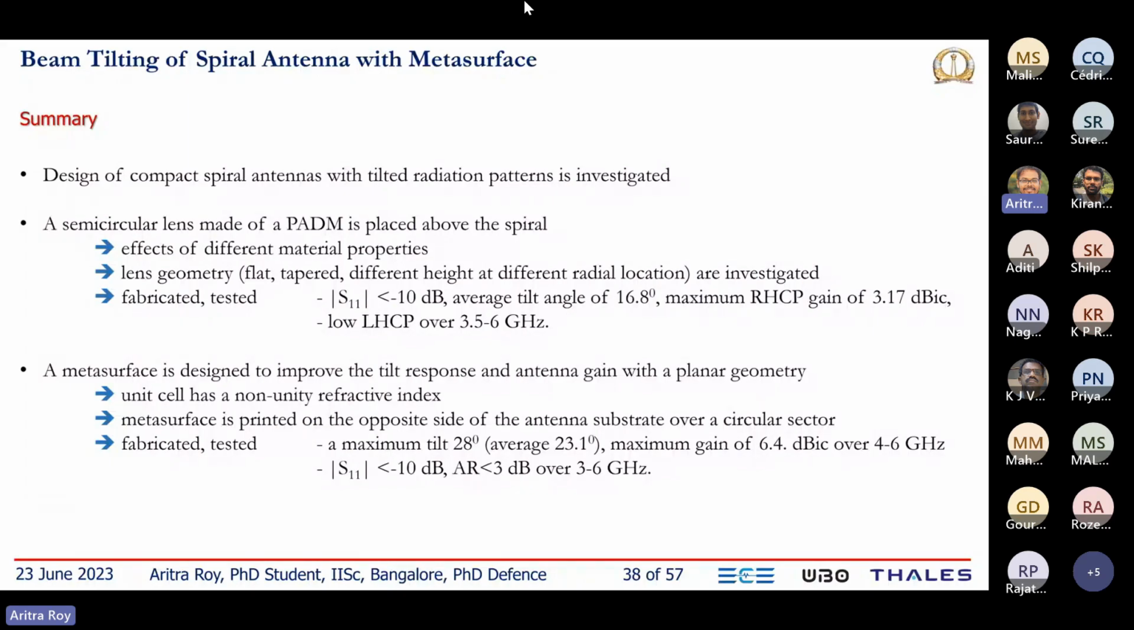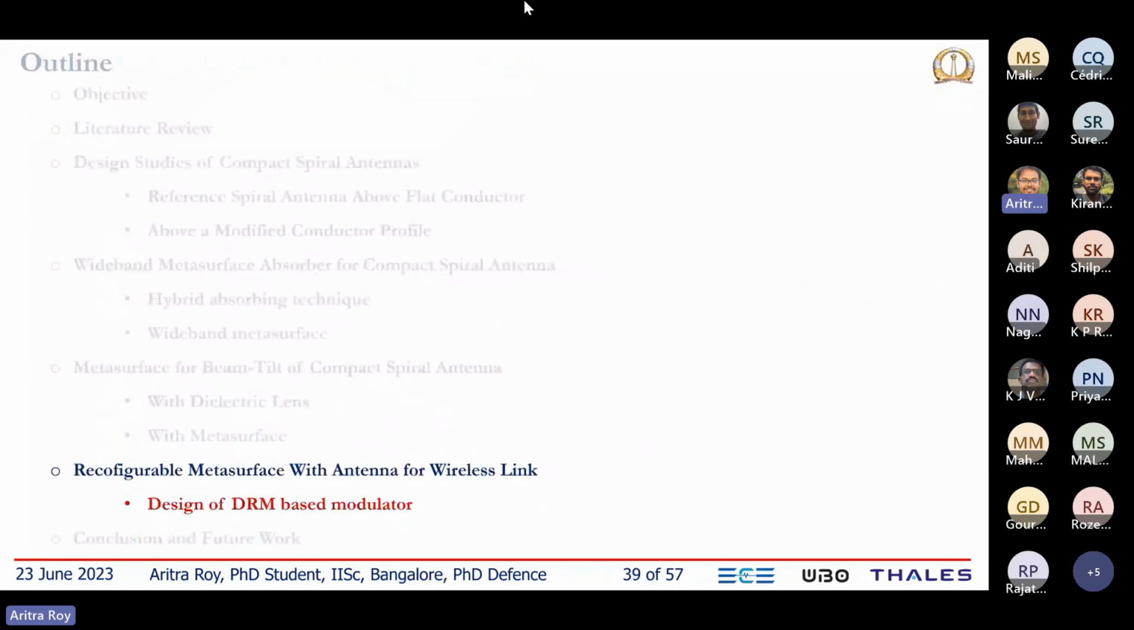In summary of this chapter, our target was to tilt the beam of a spiral antenna at a fixed angle over the entire frequency band. For that, in the first part, we designed a PADM lens. We fabricated and tested the lens, where we achieved an average tilt angle of 17 degrees with a gain of 3 dBic, or 3.17 dBic. Then we realized the problems of this structure and replaced the same lens using a metasurface. By using a metasurface, we achieved a higher tilt angle, a higher antenna gain, and over a slightly higher frequency band. So this was all about the work in the wideband case.